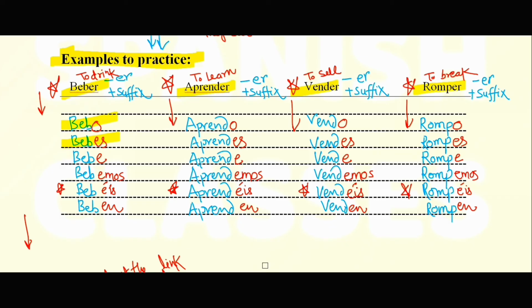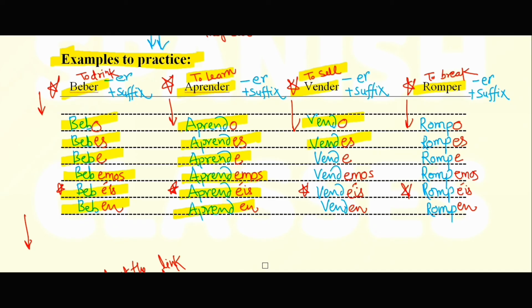Bebo, I drink. Bebes, you drink. Bebe, he, she drinks. Bebemos, we all drink. Bebéis, you all drink. Beben, they all drink. Aprendo, I learn. Aprendes, you learn. Aprende, he, she learns. Aprendemos, we all learn. Aprendéis, you all learn. Aprenden, they all learn. Vendo, I sell.